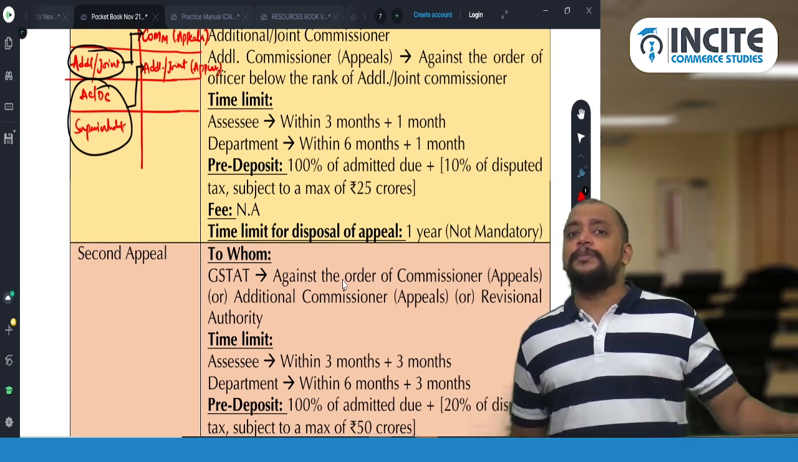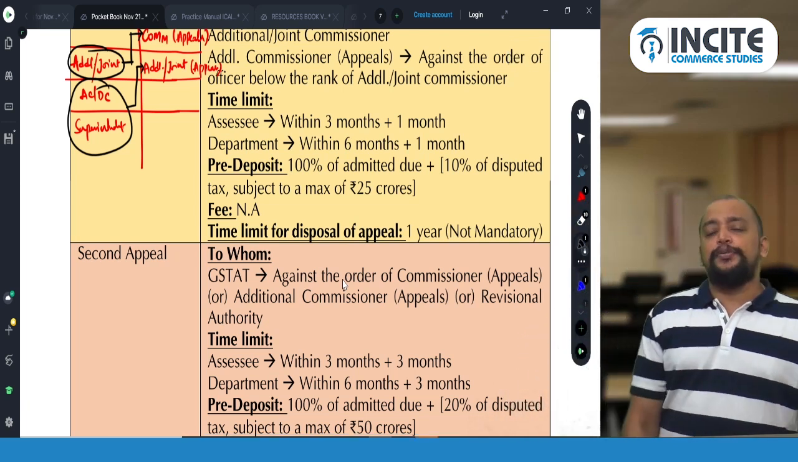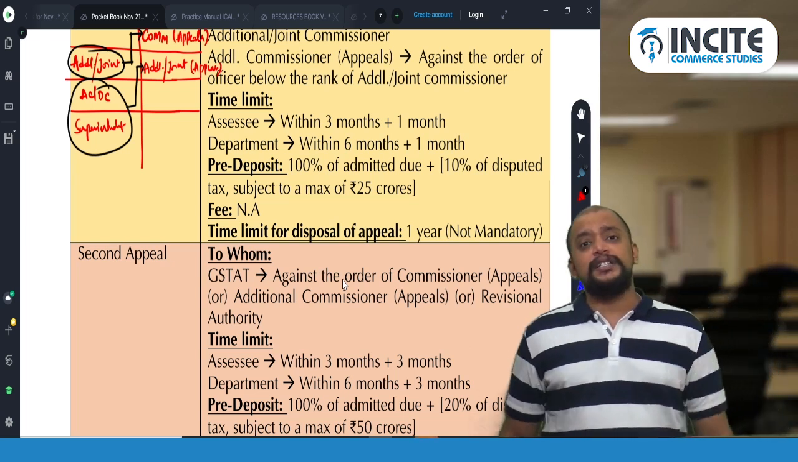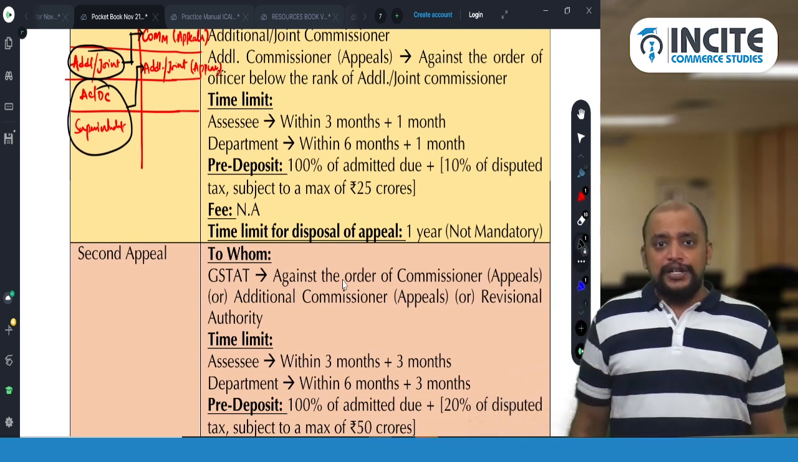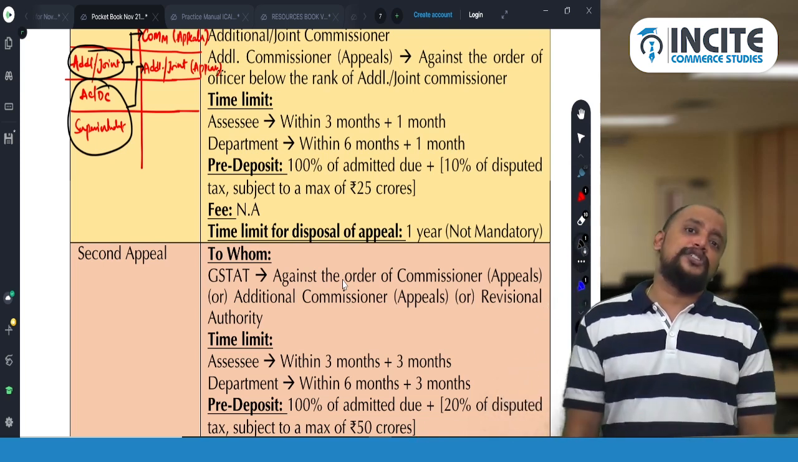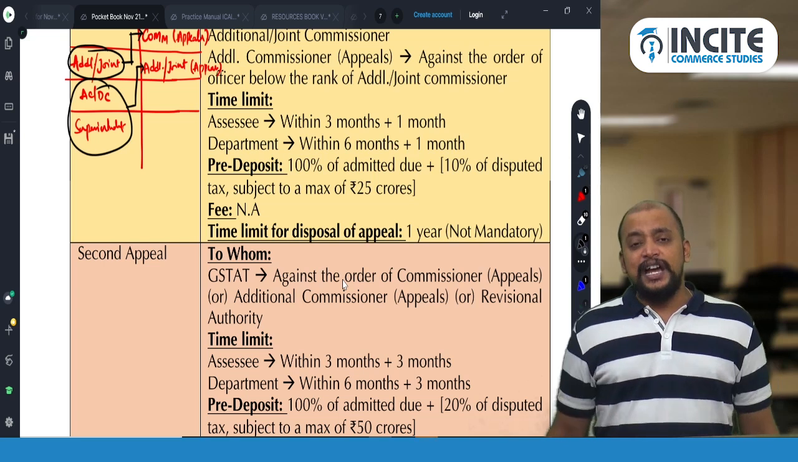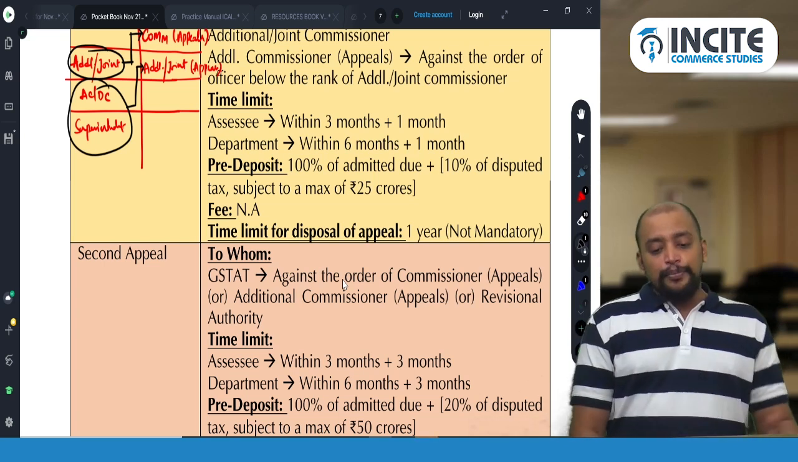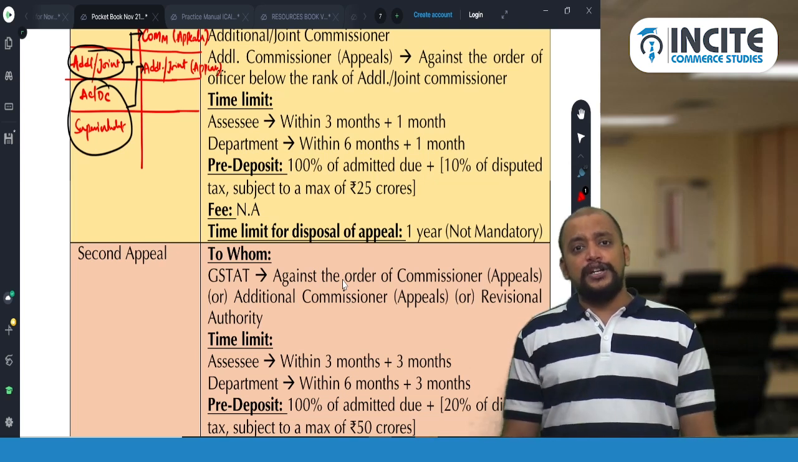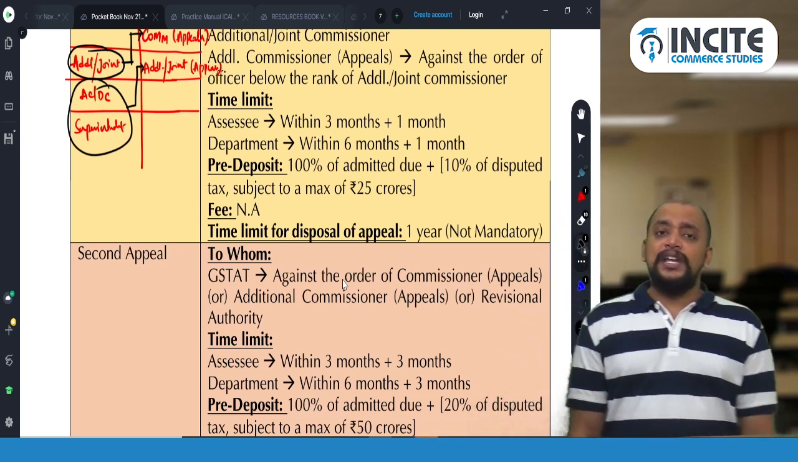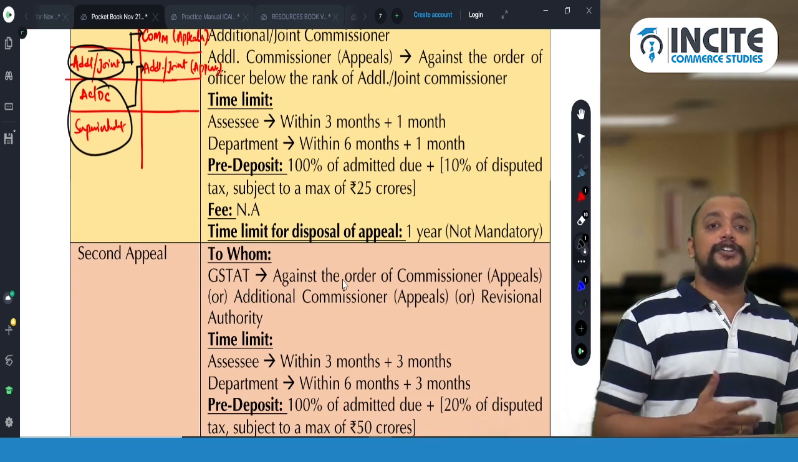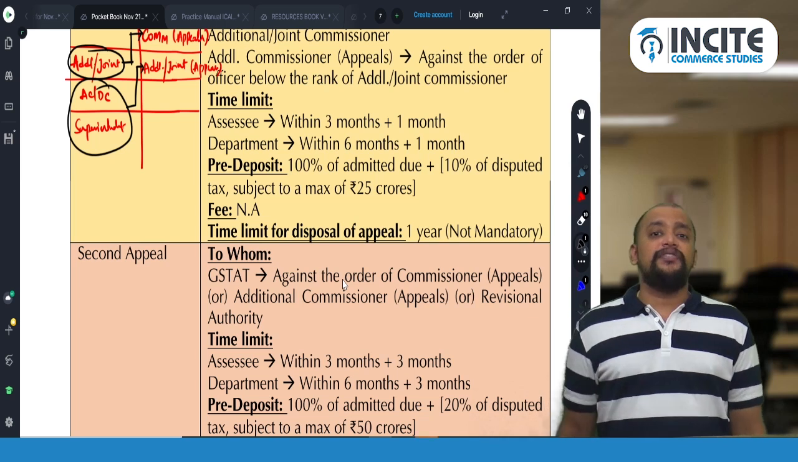So time limit is mainly important for MCQs, whereas pre-deposit. What is the pre-deposit that they need to make? Whenever they are going for the first appeal, if there is any admitted due, I am not necessarily saying that there should be admitted due. If there is any admitted due, the tax, respective interest and penalty should be paid. Suppose if there is no admitted due, then everything is disputed. If there is some admitted, that is admitted and the remaining will be disputed. With respect to the disputed, they can go for further appeal.